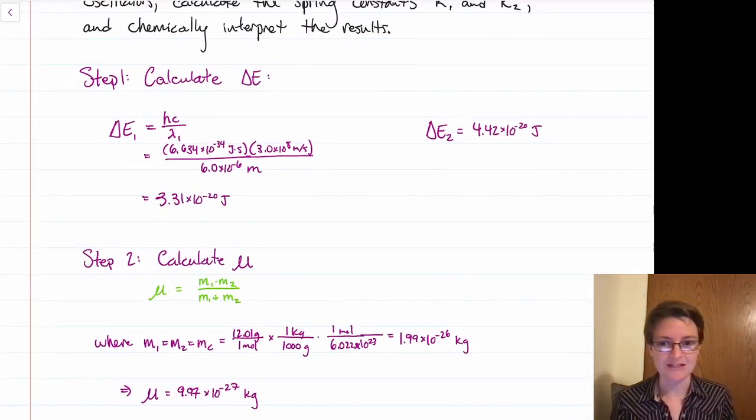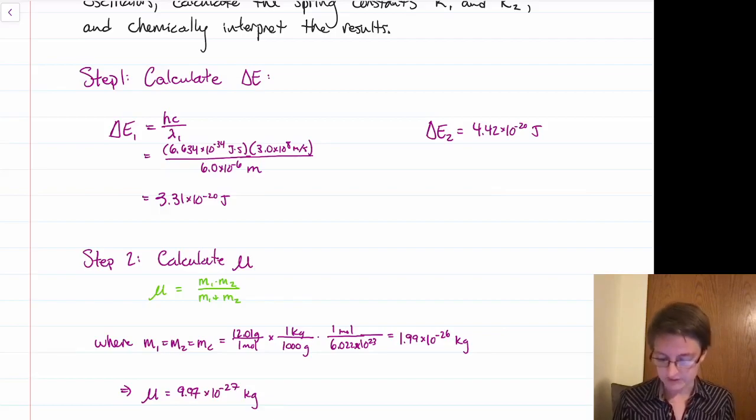Now that we've calculated delta E, a second step that we'll need to do before we can relate this to the bond spring constant is we need to calculate our reduced mass mu. Remember that mu is equal to m1 times m2 divided by m1 plus m2.